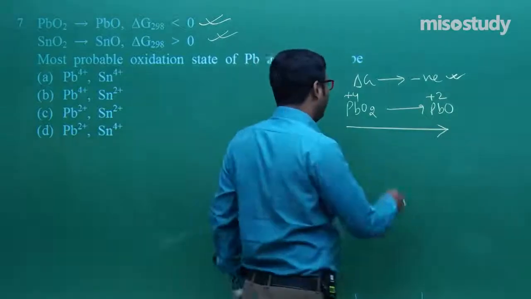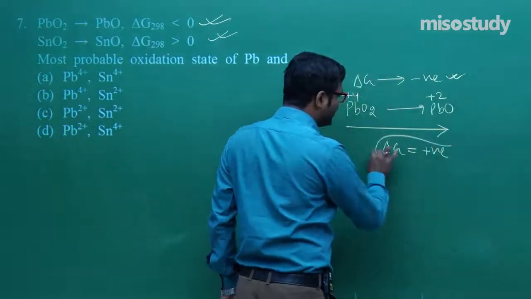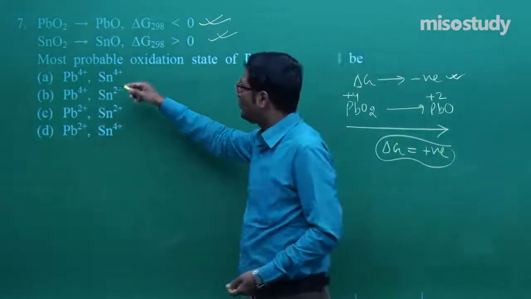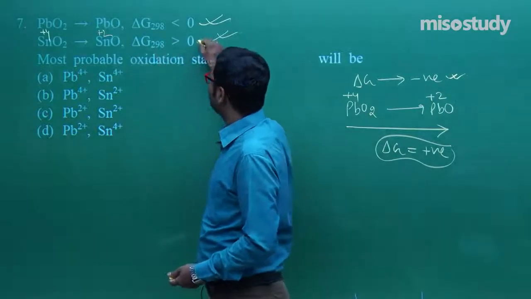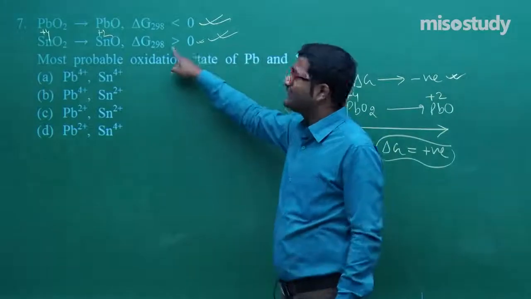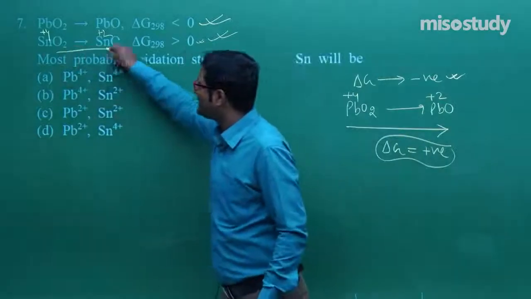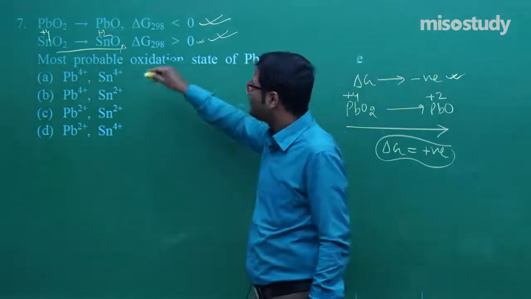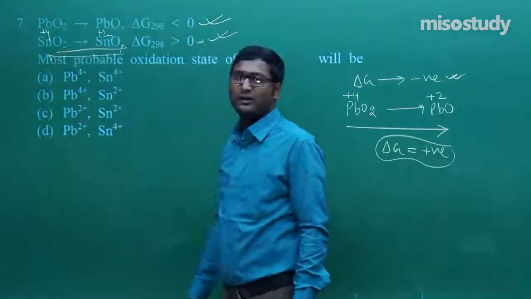But if I talk about the second reaction, here delta G is positive. If delta G is positive, then the forward reaction is not feasible, the backward reaction is feasible. So we cannot say we can convert +4 to +2, because here delta G is positive, so the reaction is non-spontaneous in nature. If delta G is greater than 0 for any reaction, then the forward reaction is not possible, as I discussed during my theory lecture. So the reaction will move in the backward direction. In this case, +2 will be converted to +4.